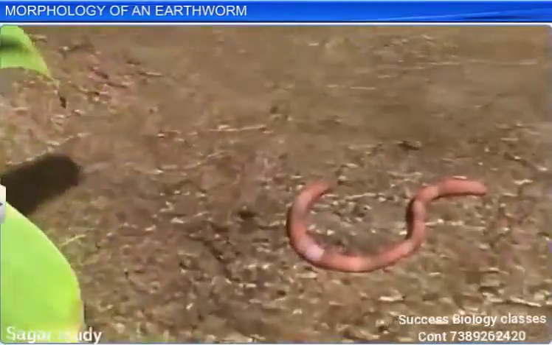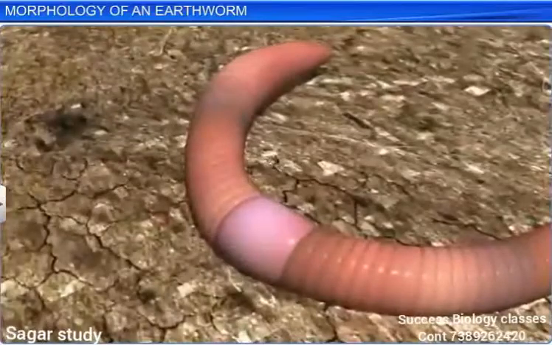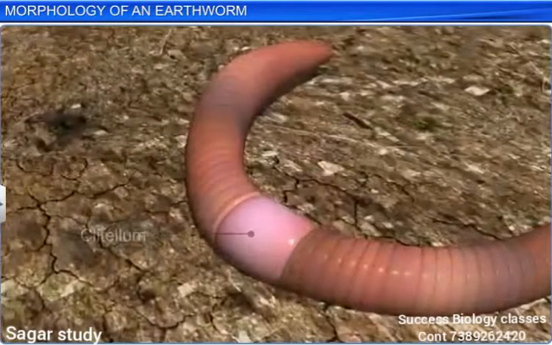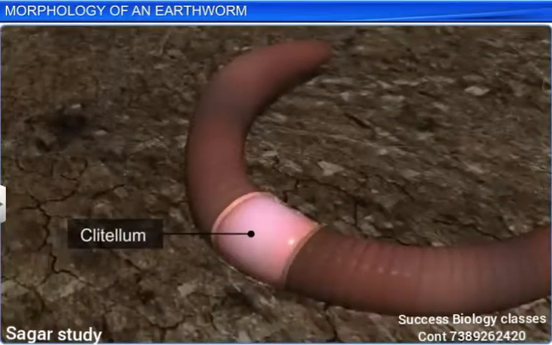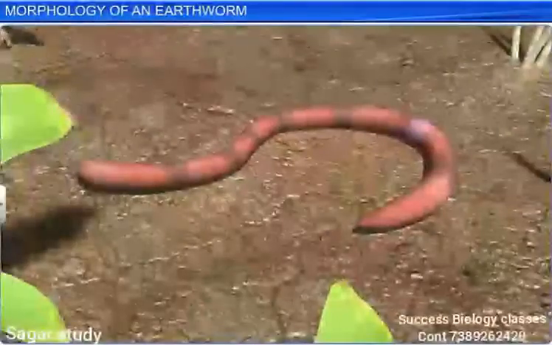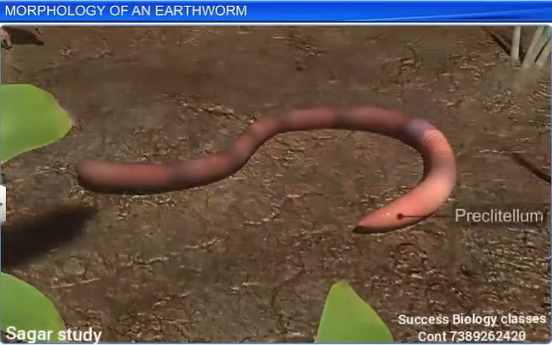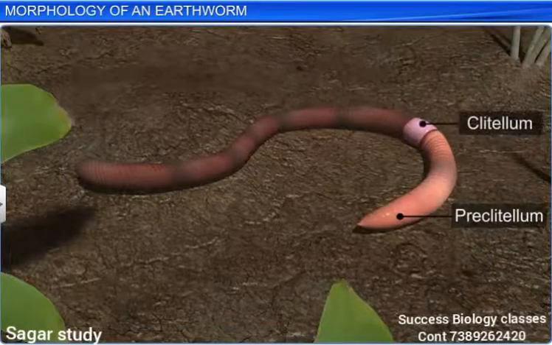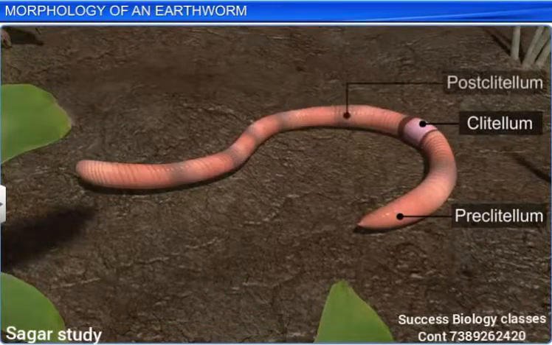The body of a mature earthworm has a thick, dark band called the clitellum. This band is formed around the 14th to the 16th segments due to the secretion of glandular tissue and divides the body into three parts: the preclitellar, clitellar, and postclitellar segments.